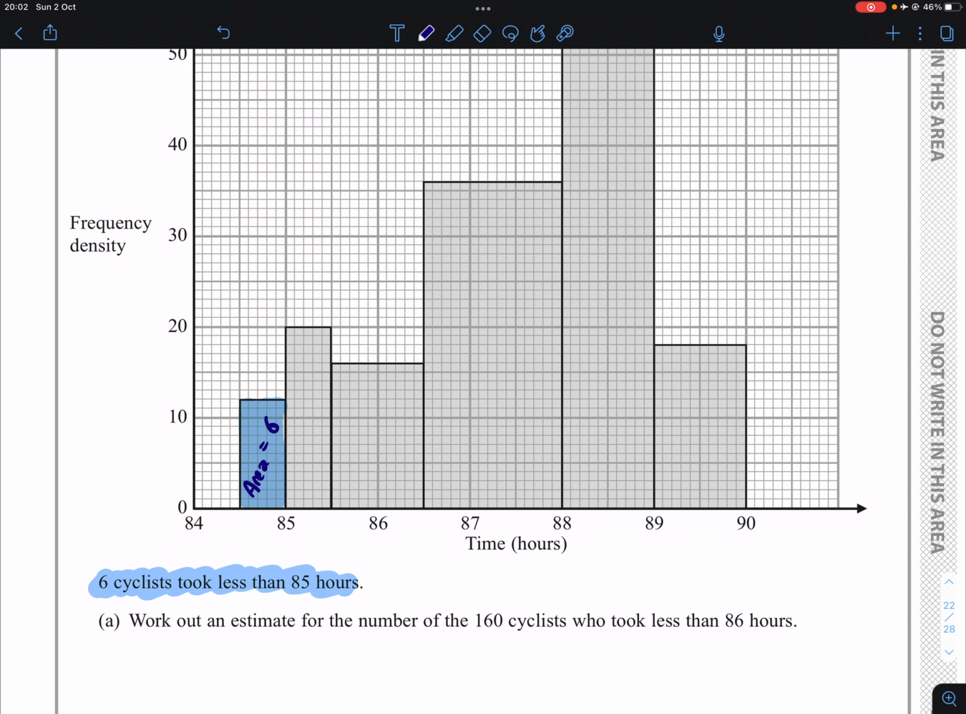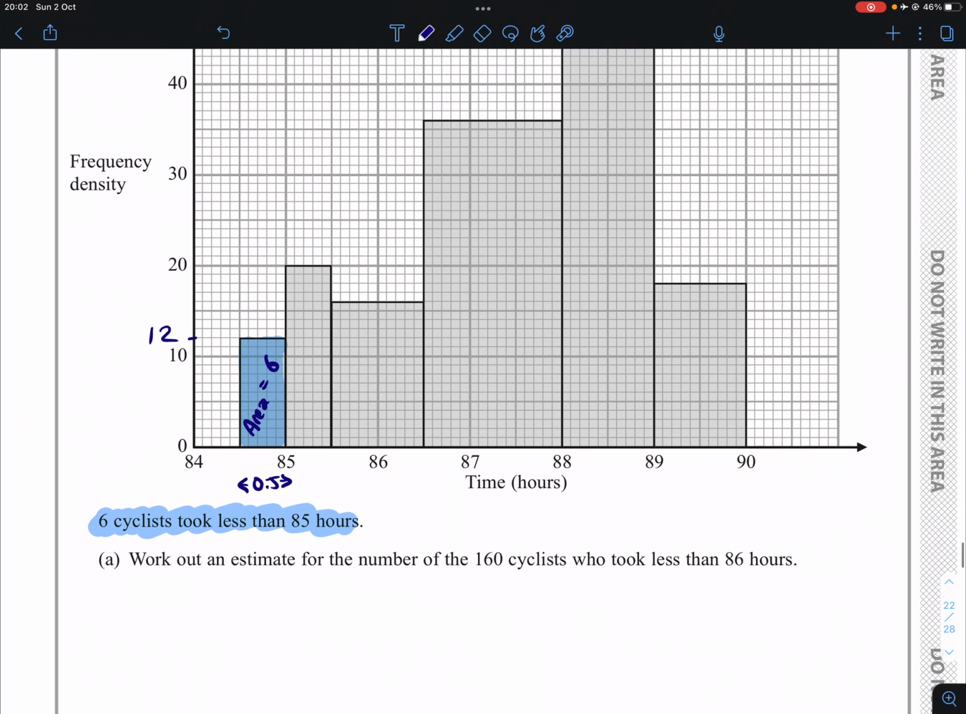Work out an estimate for the number of the 160 cyclists who took less than 86 hours. So, they've given us the frequency density already here, so I can read off that that's 12, and I can see that the width of our bar is 0.5. It's interesting that they give us this information here in blue, because technically if I do 0.5 times 12, then I will end up with 6. So I'm wondering why they've actually given us that. But in any case, we're given that 6 cyclists.